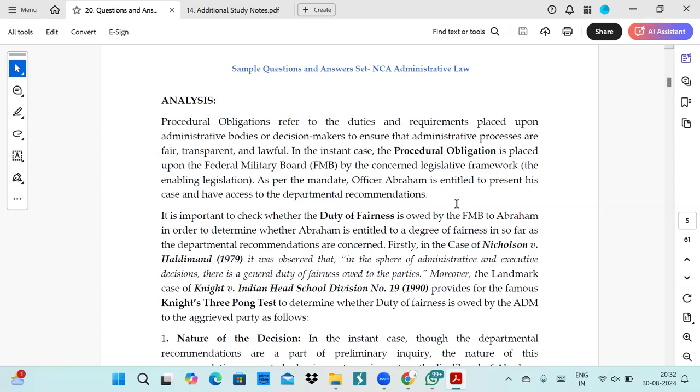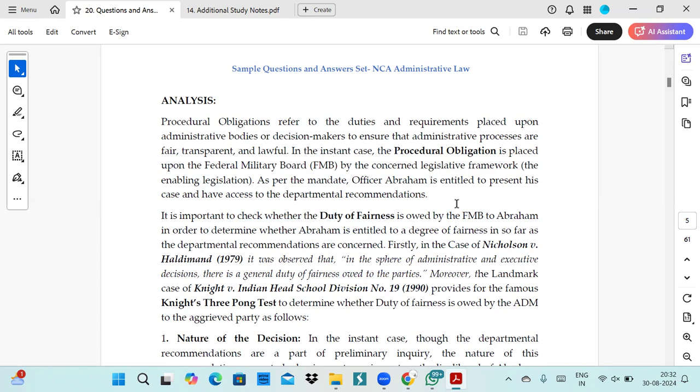So when you're doing the analysis part, imagine you're in court and you are doing the final arguments. So in final argument, how will you present to the court? You will start by saying what your file is about, what your case is about. You will say that, yes, your honor, this is the case of procedural obligation, and here who is the party?